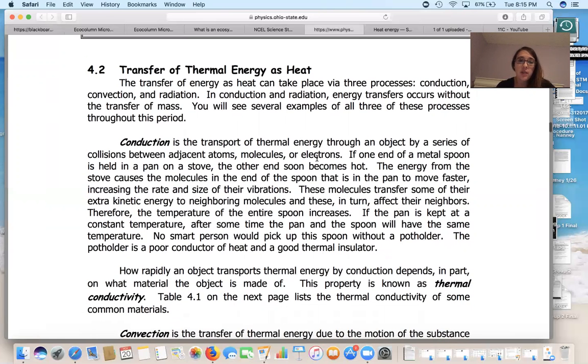Conduction is the transfer of thermal energy through an object by a series of collisions between adjacent atoms, molecules, or electrons. If one end of a metal spoon is held in a pan on a stove, the other end soon becomes hot. The energy from the stove causes the molecules in the end of the spoon that is in the pan to move faster, increasing the rate and size of their vibrations. These molecules transfer some of their extra kinetic energy to neighboring molecules, and this in turn affects their neighbors. So the temperature in the entire spoon increases.